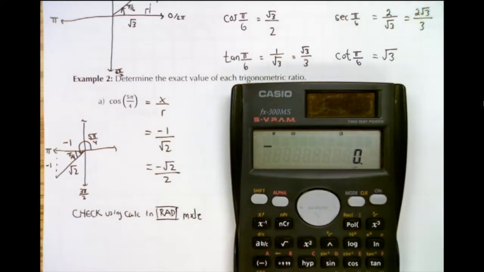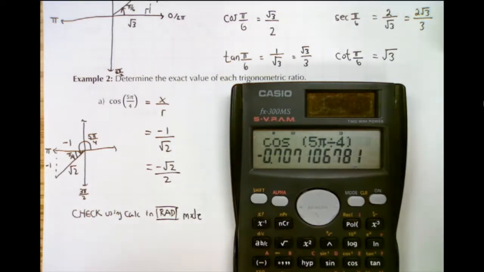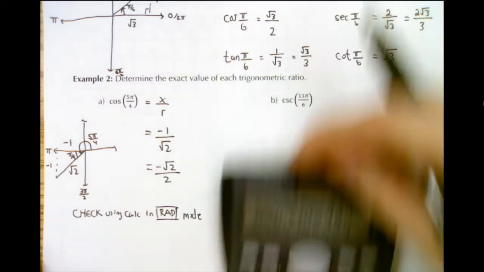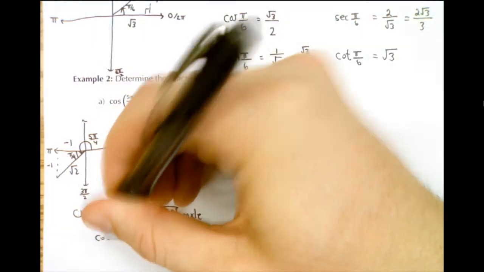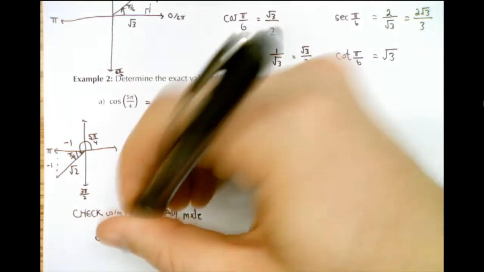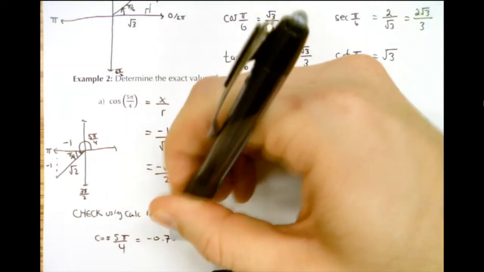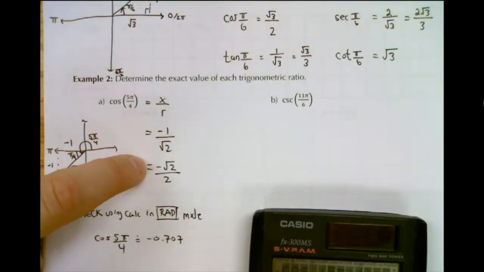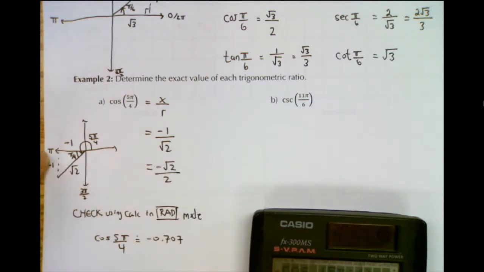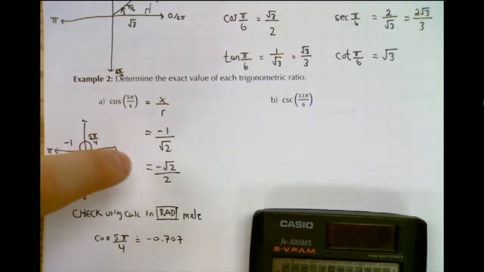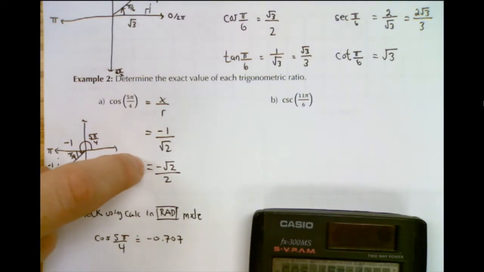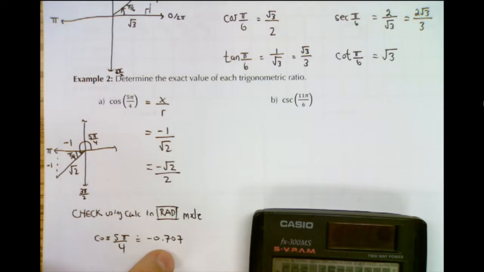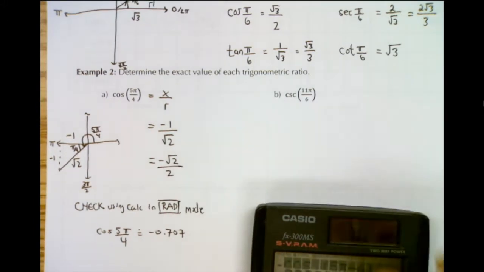And here we go. If we type in cosine of 5 pi divided by 4, we get negative 0.707 approximately. So cos 5 pi over 4 gives us negative 0.707. That's a decimal. We got an exact value. So the advantage of using the special triangles and actually graphing it on the Cartesian plane is to get the exact answer. This is the only way to come up with the exact answer. This is an approximate answer. We don't want an approximate answer, but we want to check if our exact answer is right.